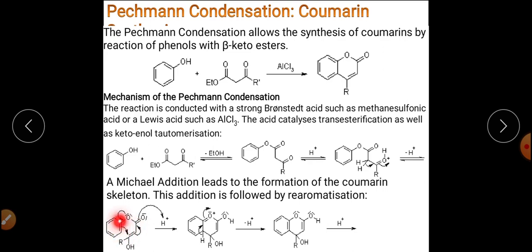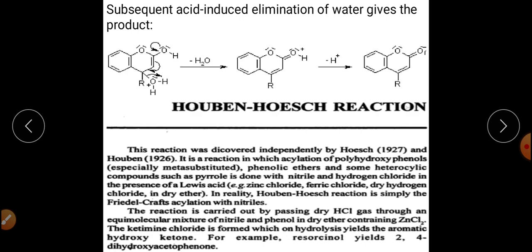Means there will be a Michael addition reaction, and this particular bond here will attack on this particular carbon bearing the double bond, with movement of this particular bond to this one, and this particular will abstract the H positive from here. Finally, H positive will be eliminated out from this one, and aromatization will happen and will get converted into this particular skeleton.